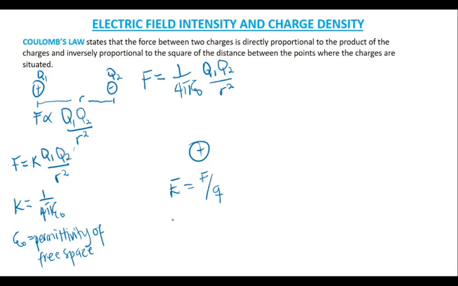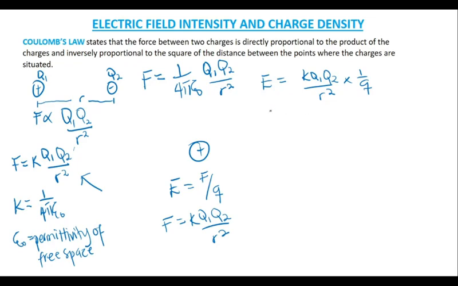Now let's have a look at this. From this formula, let's derive an expression for electric field intensity, or E. We know the force over here is equal to K Q1 Q2 divided by R square. So from here we can say E is equal to K Q1 Q2 divided by R square, and then multiplied by 1 over Q.